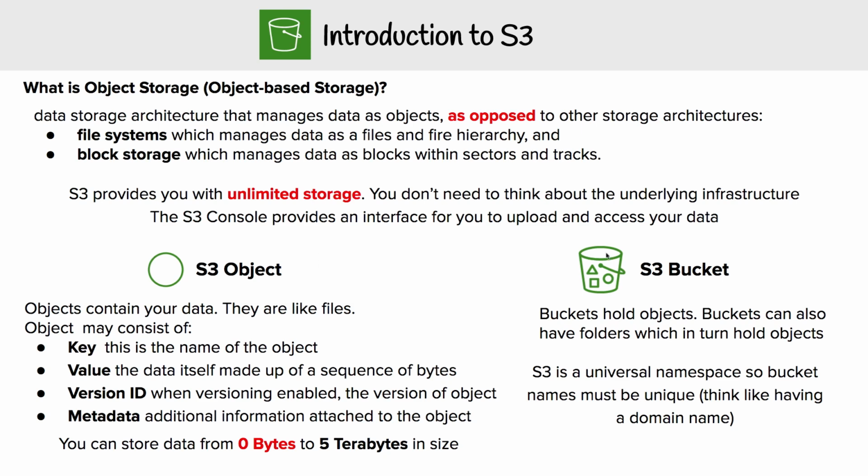And then you have buckets, and buckets hold objects. They are kind of like top level folders or directories. Buckets can also have folders, which in turn hold objects. So buckets have a concept called folders, and so you can have those objects directly in that bucket or in those folders. When you name an S3 bucket, it's using a universal namespace.